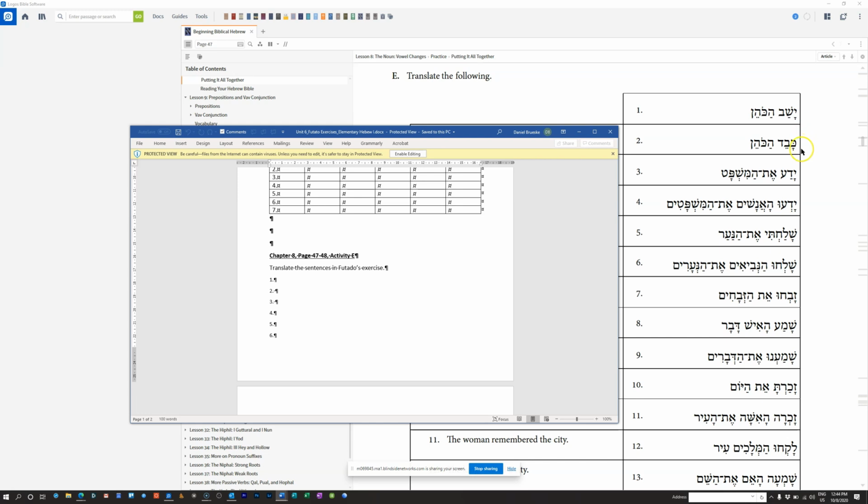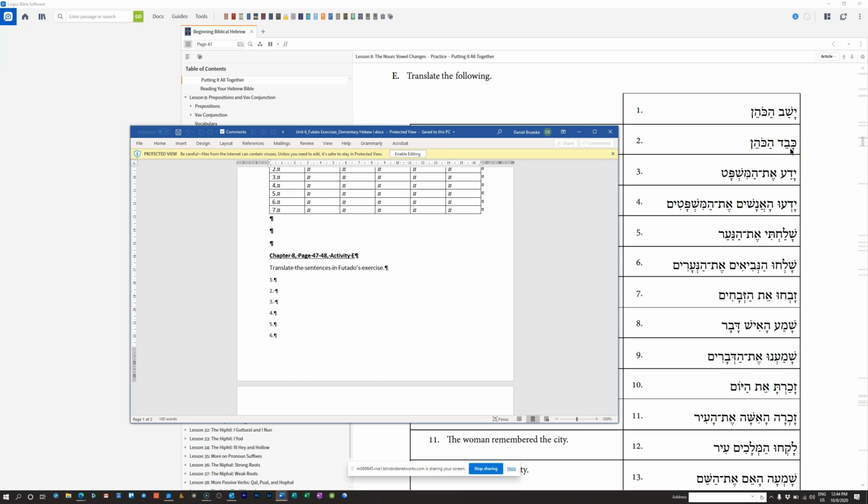Number 2, we have Kaved HaKohen. So once again, we have a definite article, but no definite direct object marker. So HaKohen is again our subject. And here we have Kaved, is heavy. So the priest is heavy. You could say the priest is weighty.